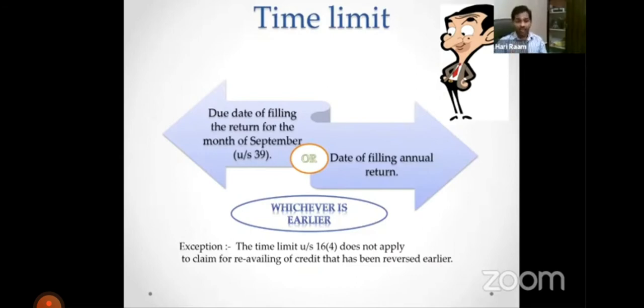And one exception is there, a very vital thing. Section 16 subsection 4 does not apply to a claim for re-availing of credit that has been reversed earlier. We are going to discuss this in section 18 subsection 2, a very important thing, and at that time we will understand it completely. For now, just remember that this time limit does not apply to re-availment of credit. Except this, for everything the time limit is there. This or this, whichever is earlier.